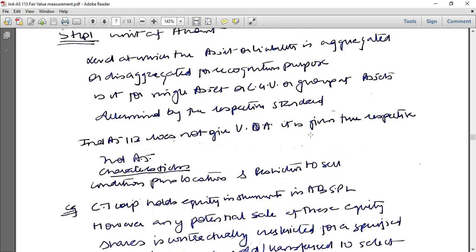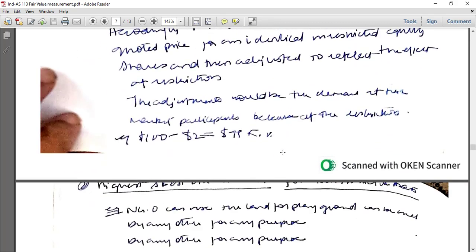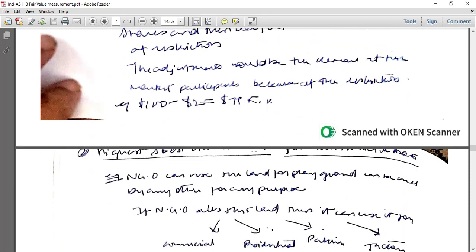This restriction is a characteristic of the instrument, and the instrument would be transferred to market participants. Hence, fair value would be measured based on the quoted price minus the restriction to sell. So, if the restriction to sell is valued at $2 and market price is $100, 100 minus $2 would be the fair value. Highest and best use for non-financial assets.